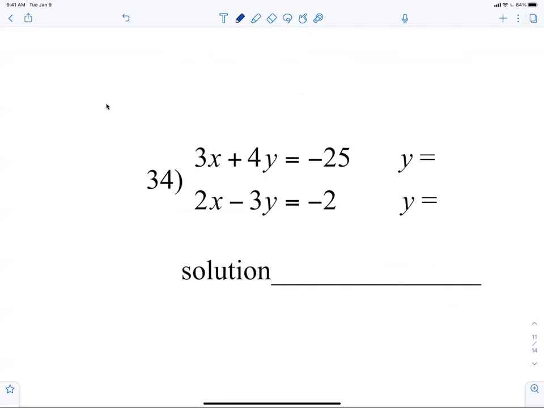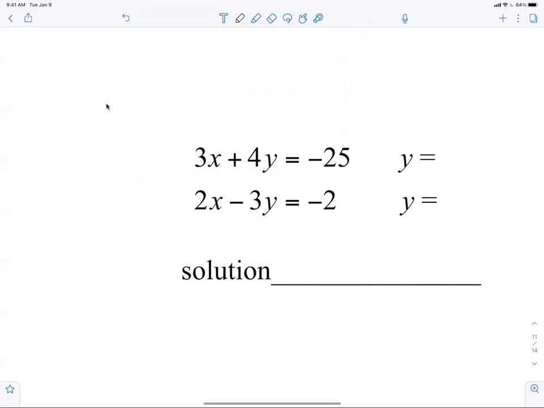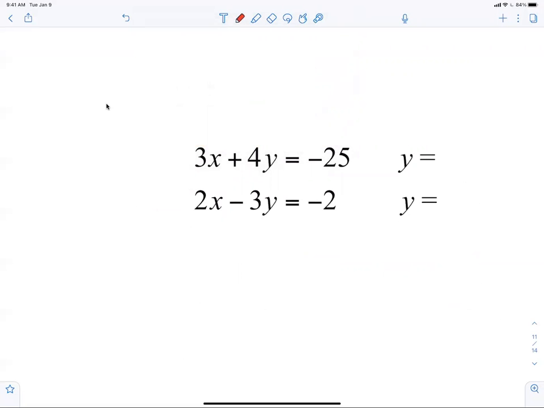Now I need some help with 34. What do I need to multiply by? You are amazing. That is absolutely correct. Multiplying by -2 and by 3 will allow us to eliminate the X value. Are there multiple ways of doing this? Yes, there are multiple ways. All right, let's do -2 and 3.